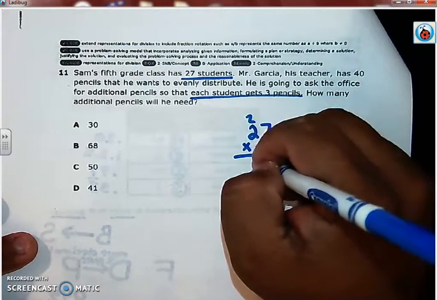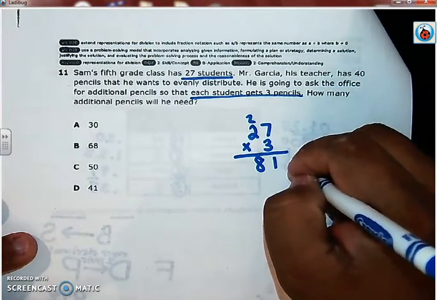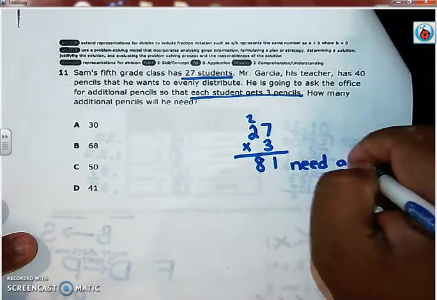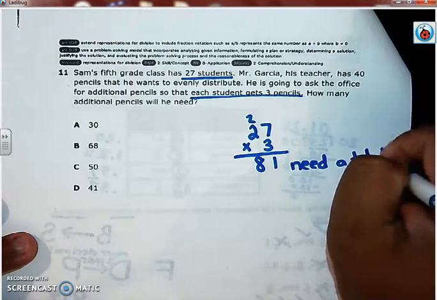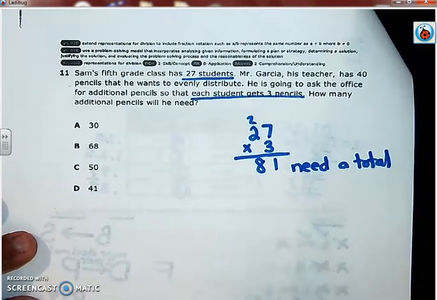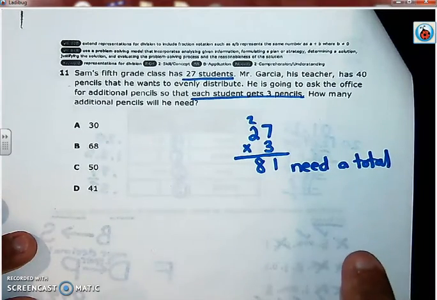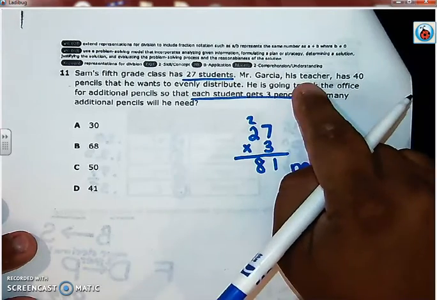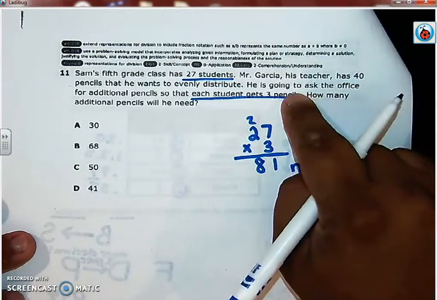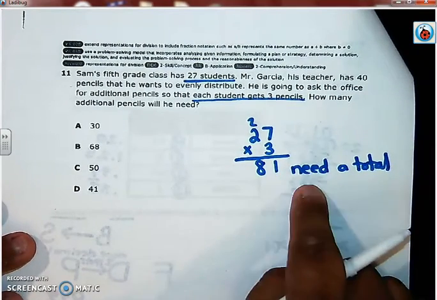21. 17. He is going to need a total of 81 pencils. That's so that each student gets 3 pencils. But it says Mr. Garcia, his teacher, has 40 pencils that he wants to evenly distribute. So he doesn't need all 81 pencils.